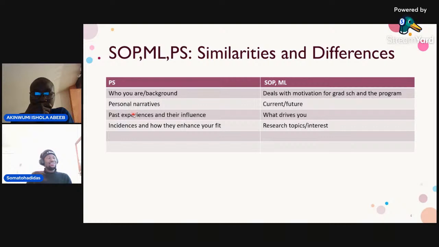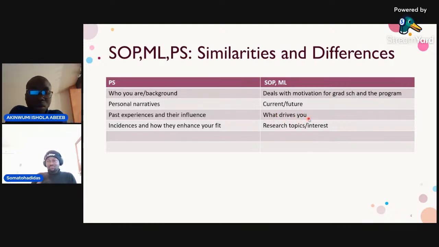So, the personal statement also deals with your past: how your past experiences influenced your decisions, how they changed the narratives and the course of your life, and how they influenced some key turning points in your life. Then, like I said, the SOP is just a motivation letter.